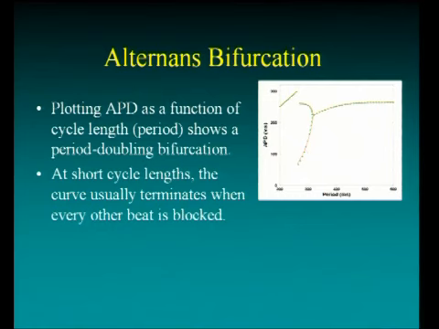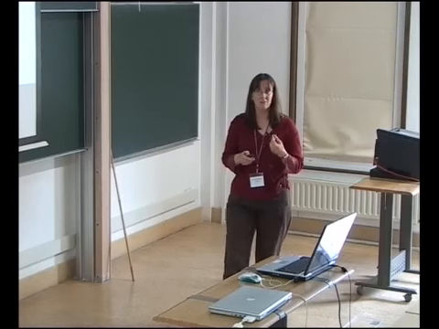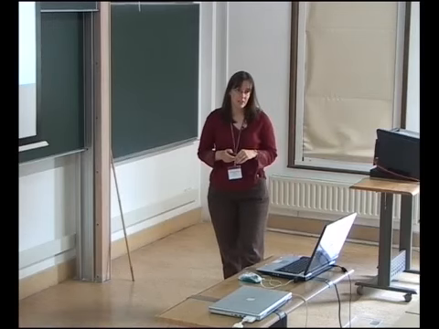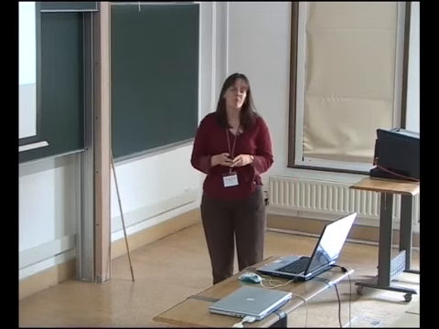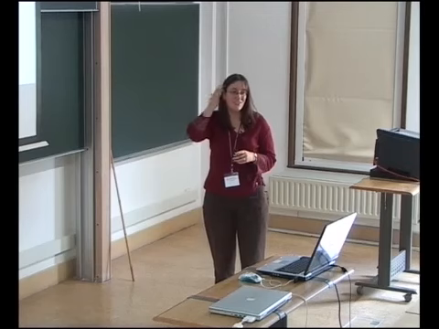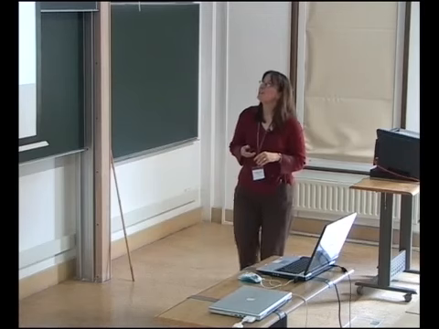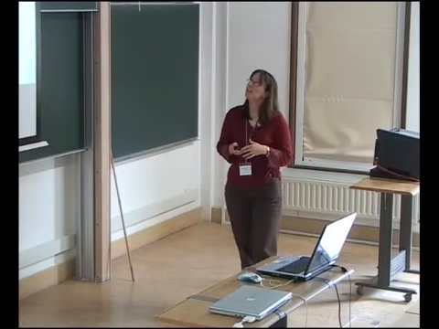So when you plot action potential duration as a function of the cycle length or period, you see this period doubling bifurcation. At long cycle lengths, you have a single value of the action potential duration, and as you pace faster, you get a bifurcation, and there are alternating long and short values. And at very short cycle lengths, the short action potential can no longer be sustained, and you end up with a longer one and a non-response every other beat. So every other beat gets blocked.